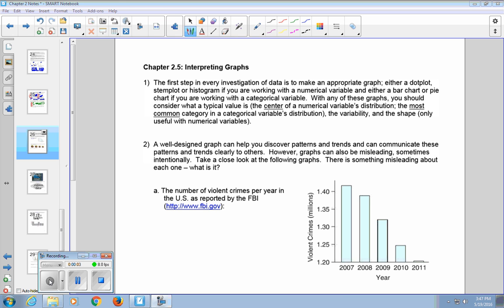Hey, Chapter 2.5, Interpreting Graphs. First step in every investigation of data is to make an appropriate graph. Either a dot plot, stem plot, or histogram if you're working with a numerical variable. Either a bar chart or pie chart if you're working with a categorical variable.